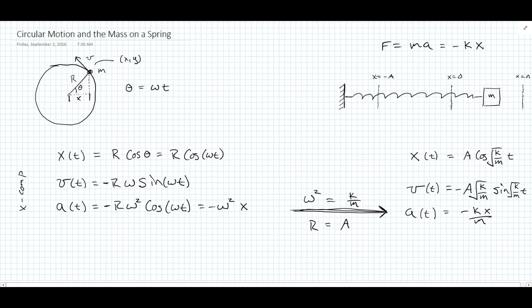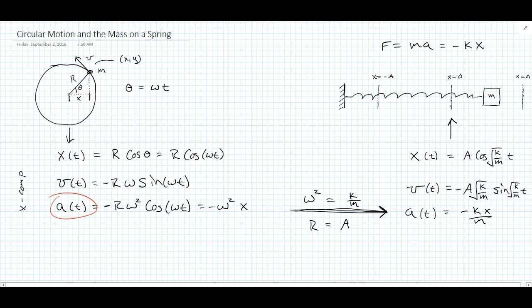So there we have it. That gives me the motion for the mass on the spring. I started with the motion of a mass around a circle. I wrote down the position, well, the x-coordinate of the position as a function of time. Took the derivative to get the x component of the velocity as a function of time. Took the derivative to get the x component of the acceleration as a function of time.